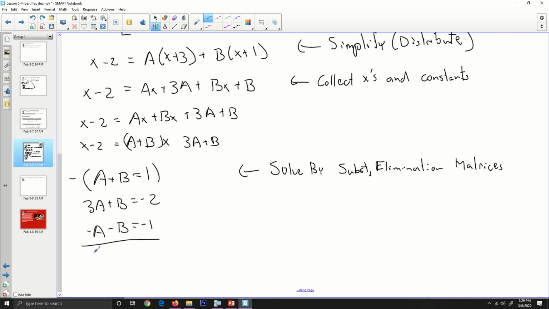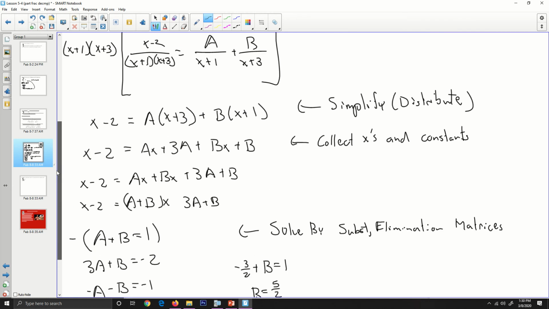And when I add those two, I'll get 2a equals negative 3. That means a has to equal negative 3 over 2. I should use capital A since I had it in all those terms. So if A equals negative 3 over 2, I can go back to this original one. Negative 3 over 2 plus B has to equal 1. And so when I add 3 over 2, I get B equals 5 over 2.